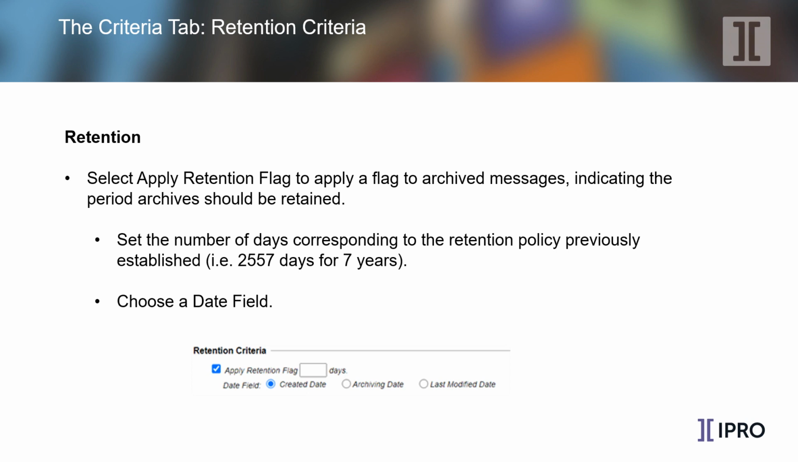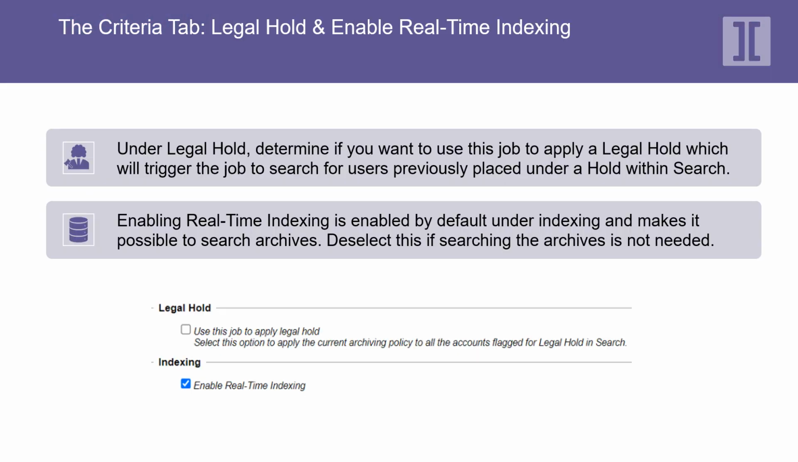With retention, you can apply a flag to archived messages, indicating the period archived should be retained by setting the number of days relating to the retention policy already established, including the proper date field for the policy. The Criteria tab also allows for applying a legal hold to the job, which will trigger the job to search for users already placed under a hold within search, and will enable real-time indexing, which is enabled by default under indexing and makes it possible to search archives.